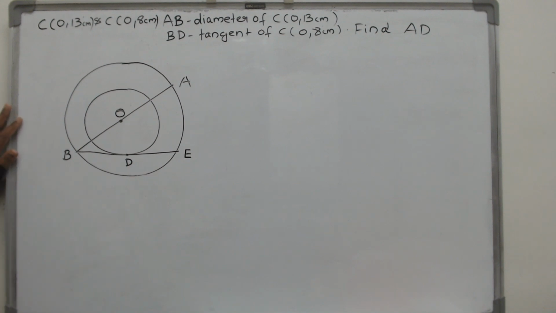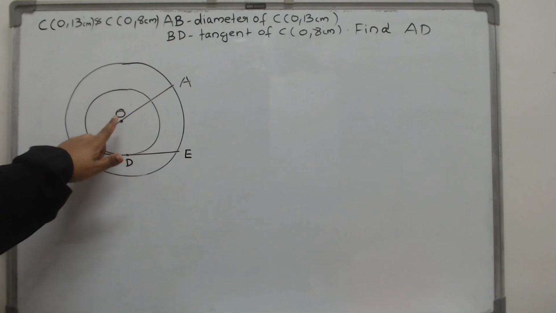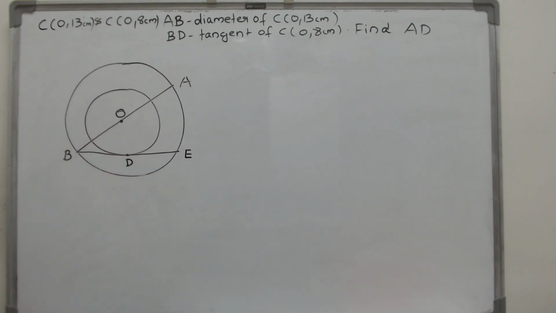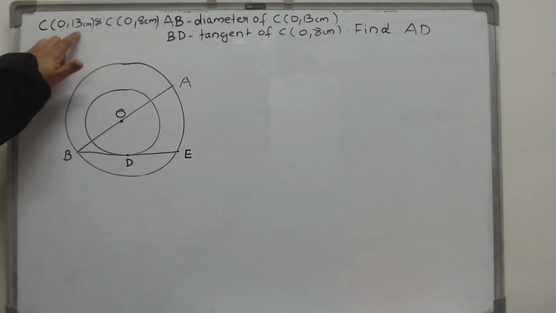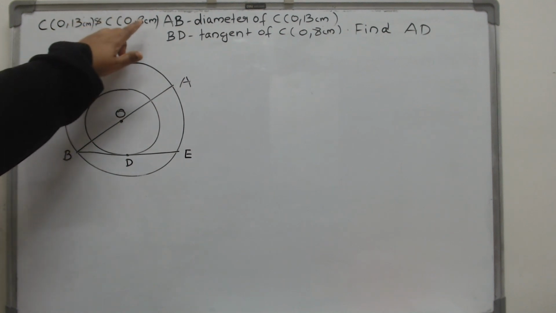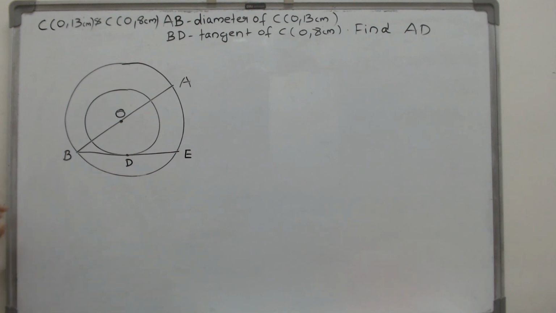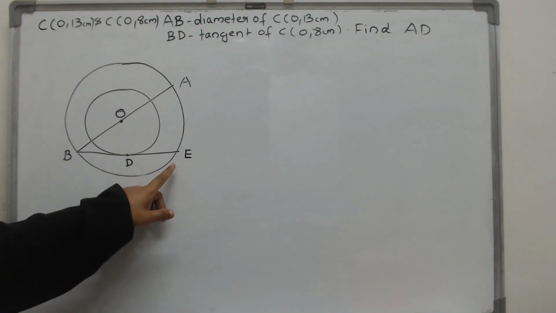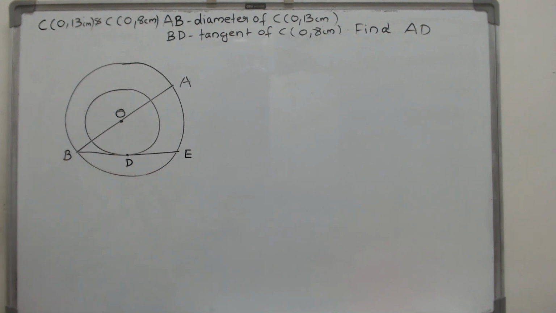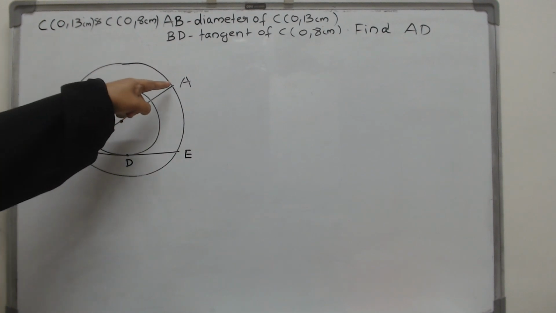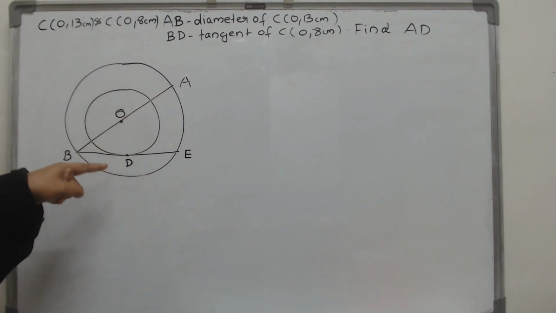Here we have two concentric circles, both with their center at the point O. The larger circle has 13 centimeter radius. The smaller circle has 8 centimeter radius. Now AB is a diameter of the larger circle and BE is a tangent of the smaller circle. What we need to find is the length of this line segment AD.